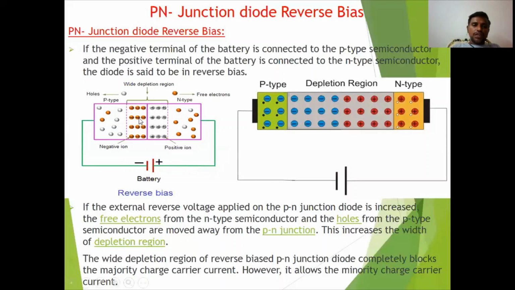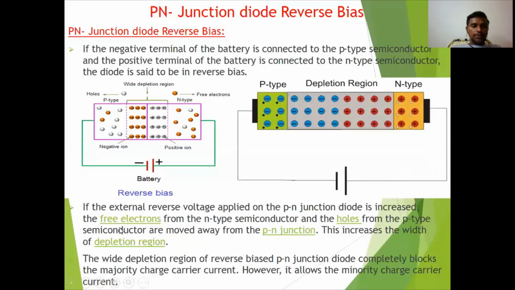You can observe clearly, I have differentiated here. This is at the starting point. As I increase the reverse bias voltage, they are attracted towards the attractive terminals. The holes are attracted towards the negative terminal, and the electrons present in the n-type are attracted towards the positive terminal. Due to that, the depletion region increases.